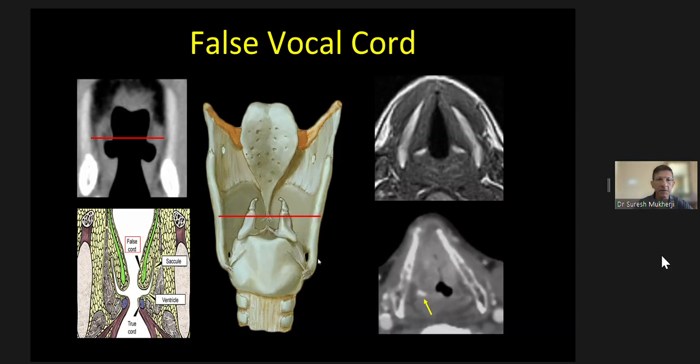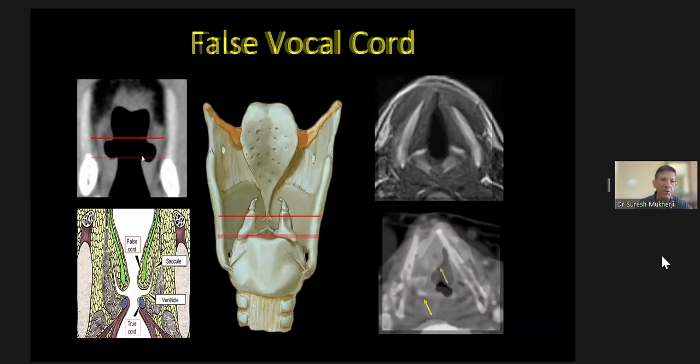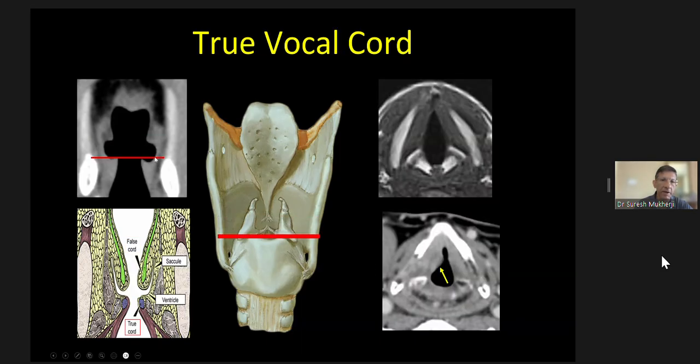So we talked about the false vocal cord, and what I want you to do is take a look at this line here and this line here. Now things get much easier, because that red line all of a sudden jumps across the laryngeal ventricle, and now it's located at this level, which is the cricoarytenoid joint. This is the famous cricoarytenoid joint that identifies the level of the true vocal cord. This is what we see on axial images. Here's the cricoid cartilage, here's the arytenoid cartilage, the cricoarytenoid joint, true vocal cords.